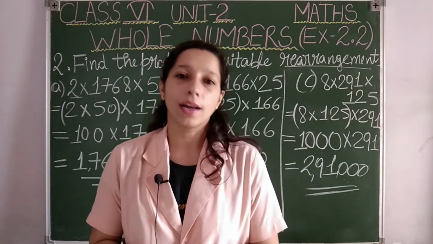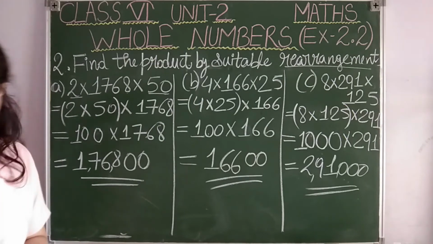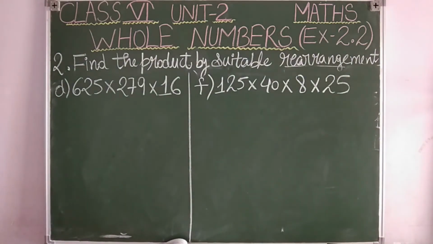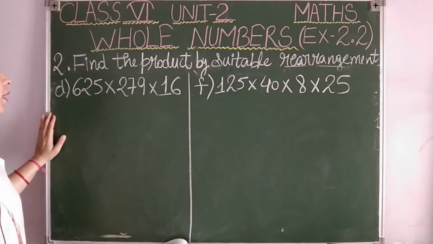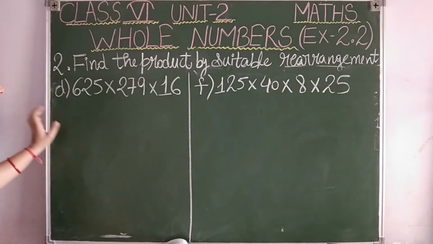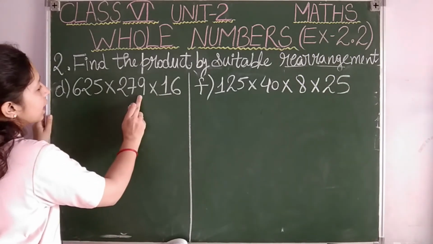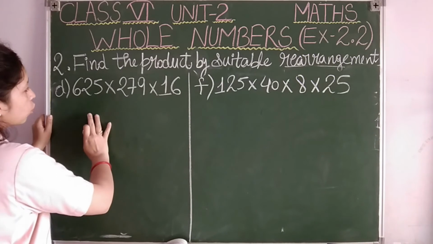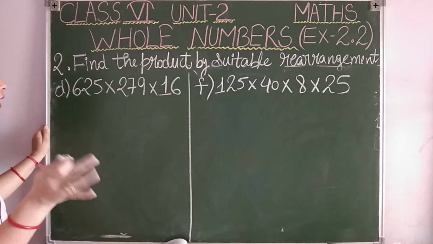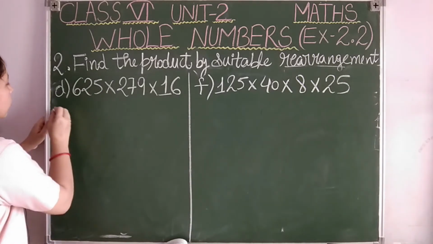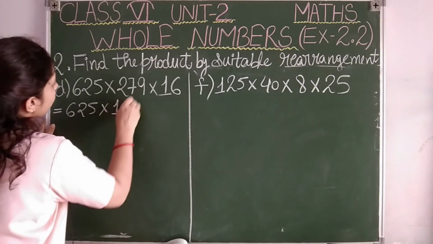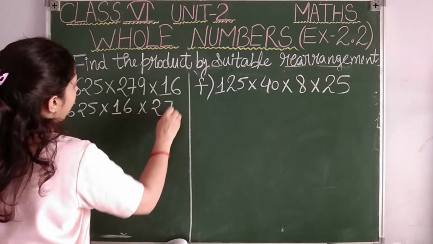Let us move to the other points. First note this. So students, point number D, again 625 multiplied by 279 multiplied by 16. Take the ones digit. 5 nines are 45. I will not multiply these two numbers first. 5 6s are 30, we are getting 30, which ends with 0. So again 625 multiplied by 16 multiplied by 279.